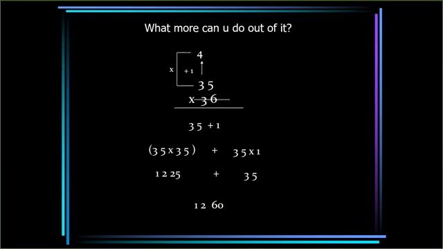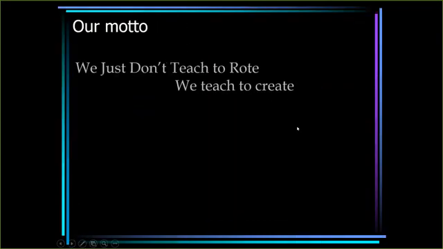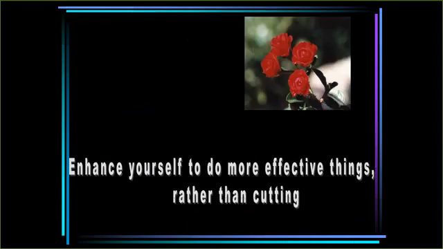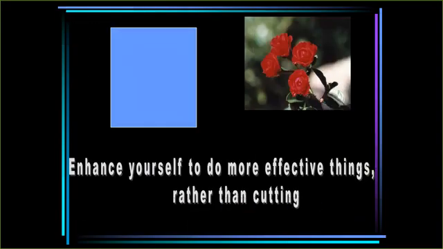If you know 35 square, you can do 36 square, 34 square, 35 into 36, 35 into 34, and you can do many more things. Okay, this is just a demo, so I'm giving you some ideas only. We learn that we can go into this concept, but can we create? So we need to have a lateral vision. We need to enhance ourselves, and we need to observe the problem.